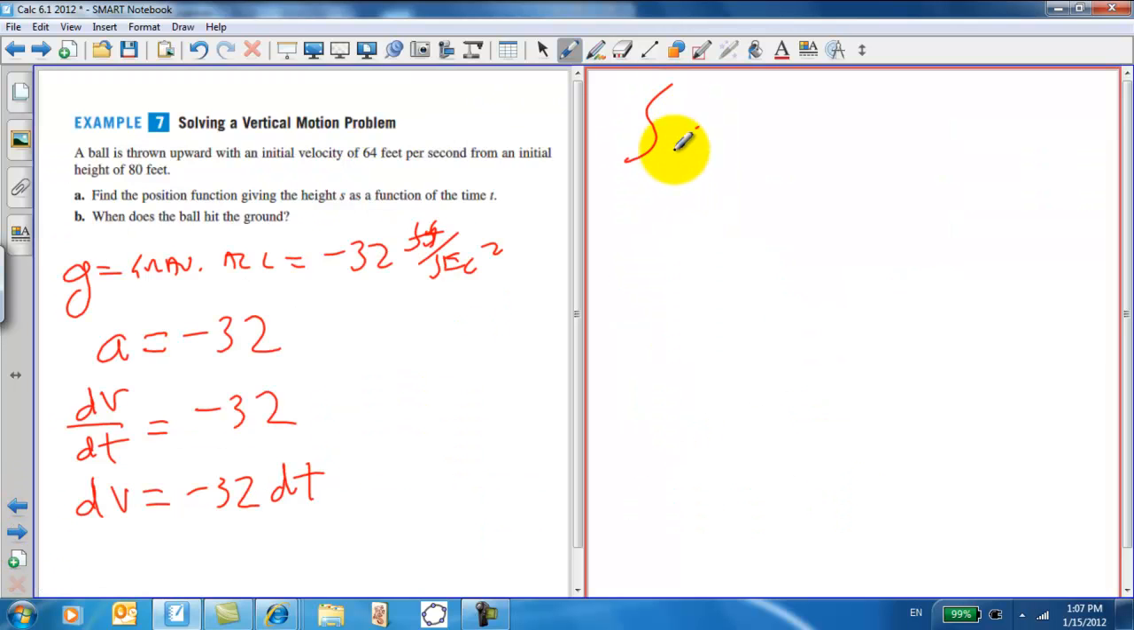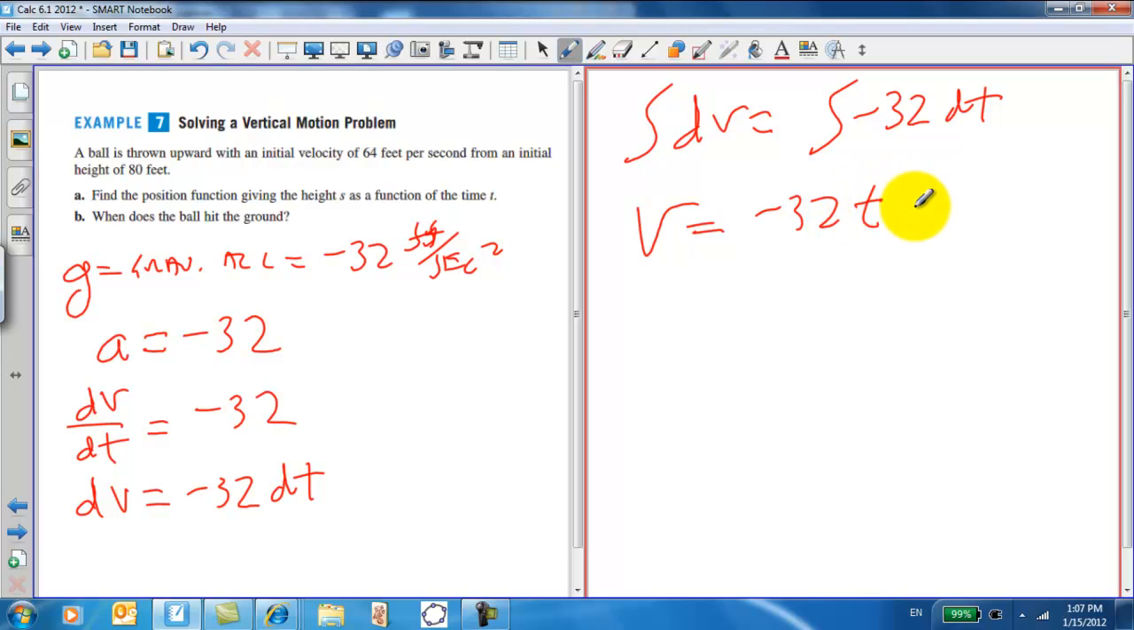So the antiderivative of dv equals the antiderivative of negative 32 dt. So v equals negative 32t, the constant just comes right outside. The antiderivative of the derivative t is just t. And don't forget your constant of integration. So there's a velocity equation, but it's a general velocity. Any one of these would have an acceleration of negative 32, because if I take the derivative of this velocity, I'll get negative 32. So I have to use the initial velocity of 64 feet per second.